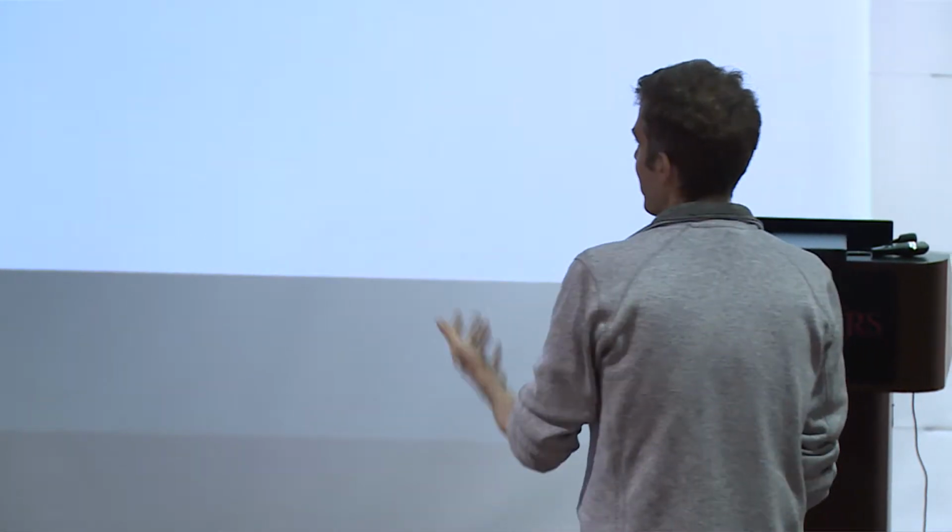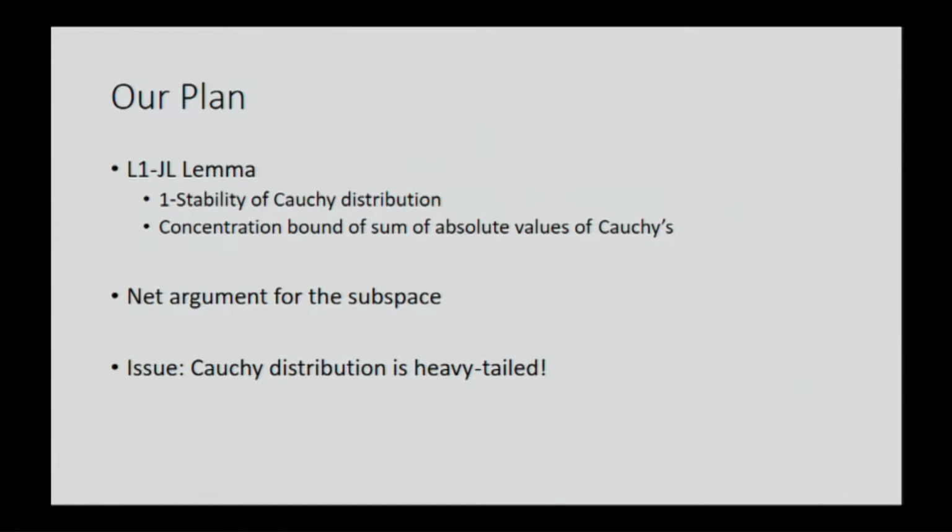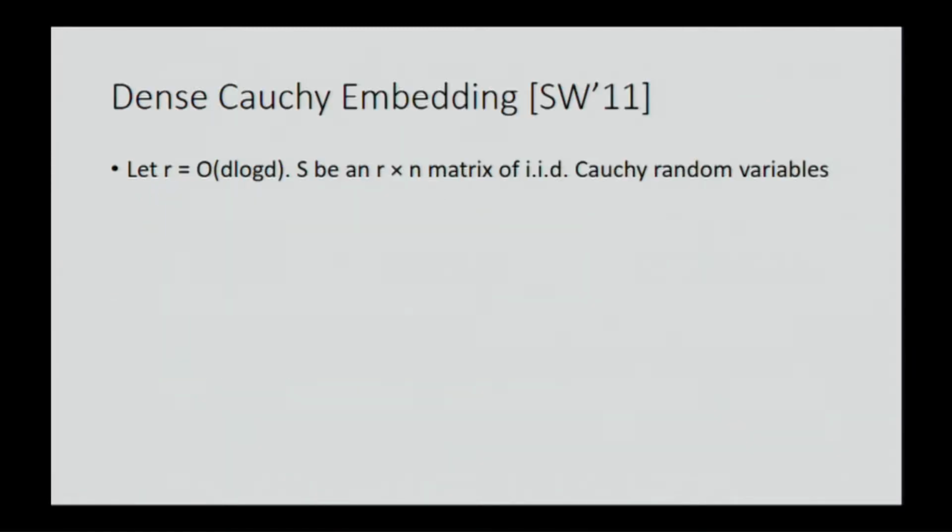And then we could hope to do a net argument for the subspace and be done. Right? The issue is the Cauchy distribution is very heavy-tailed. So there's no good concentration here, and so this recipe doesn't really work. Nevertheless, you can do something.